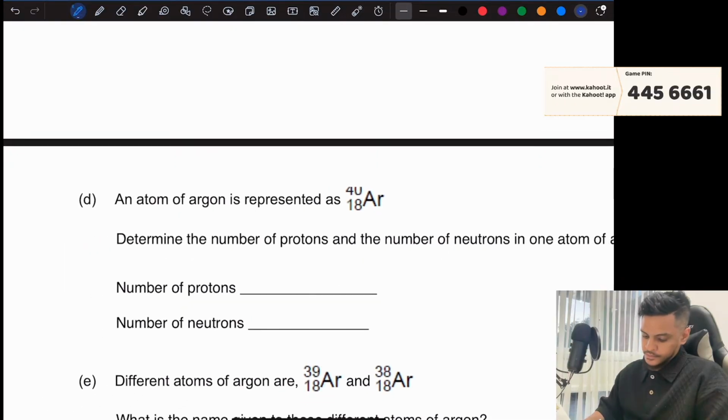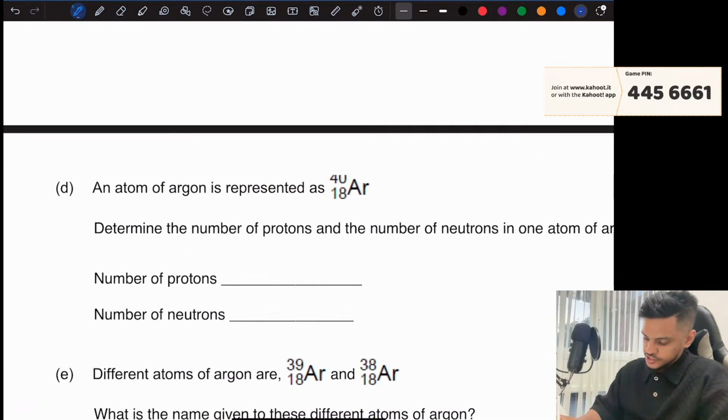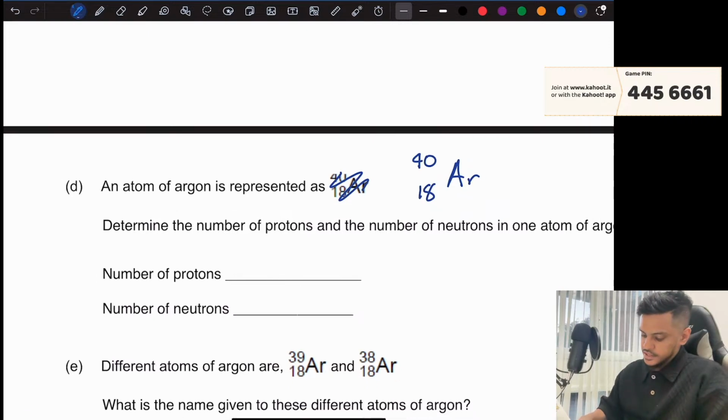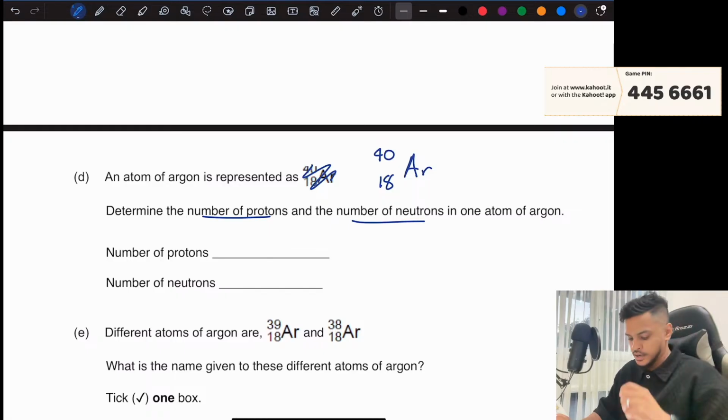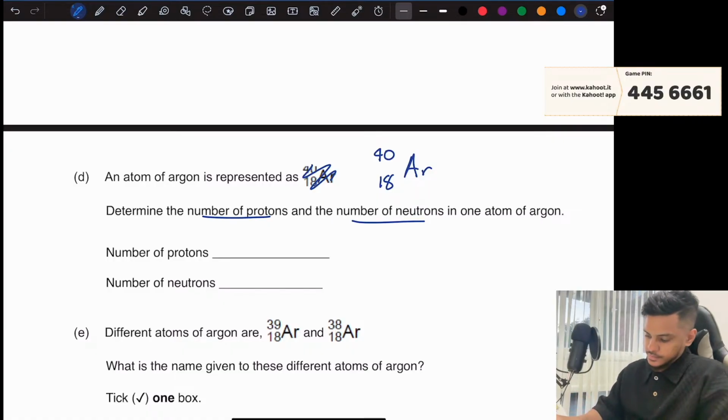Okay, this one, we've got an atom of argon represented. Let me write it here properly. We've got 40 and 18. Determine the number of protons and the number of neutrons in an atom of argon. Easy. If you want the number of protons, it's right there in front of you. It's always the bottom number. The bottom number is the atomic number. That tells you the number of protons. So the answer here is 18.